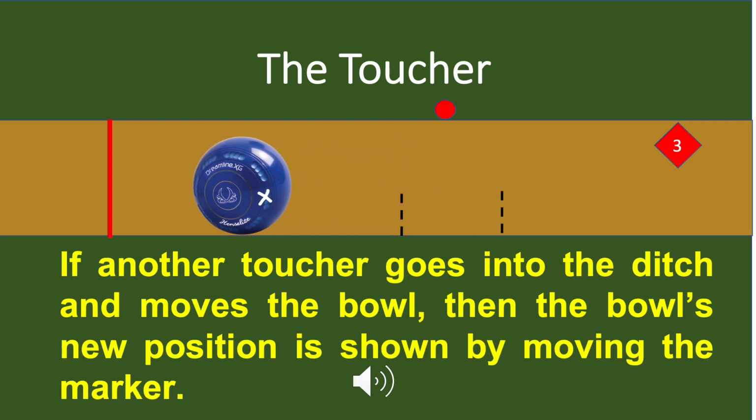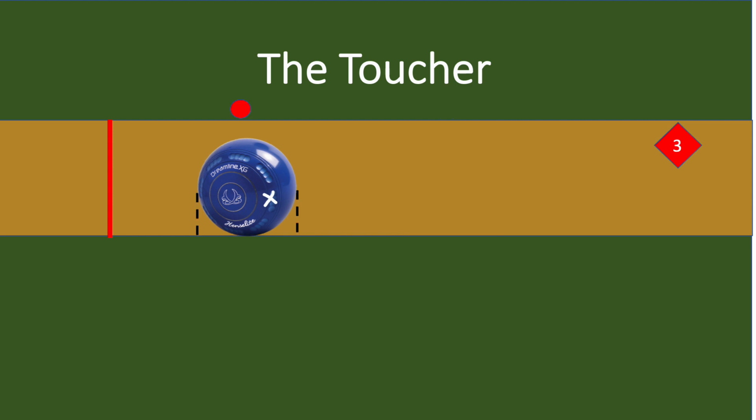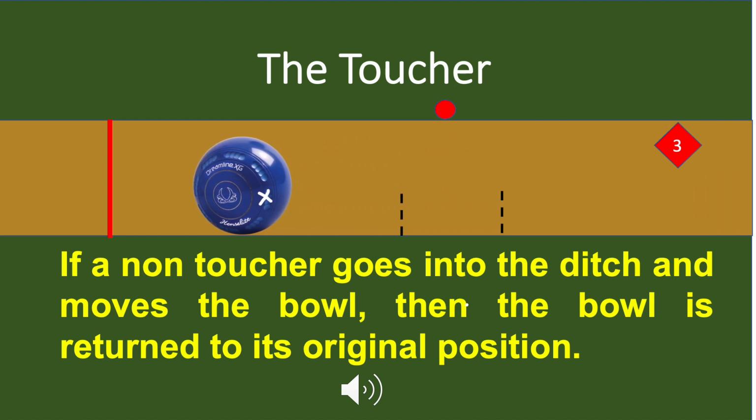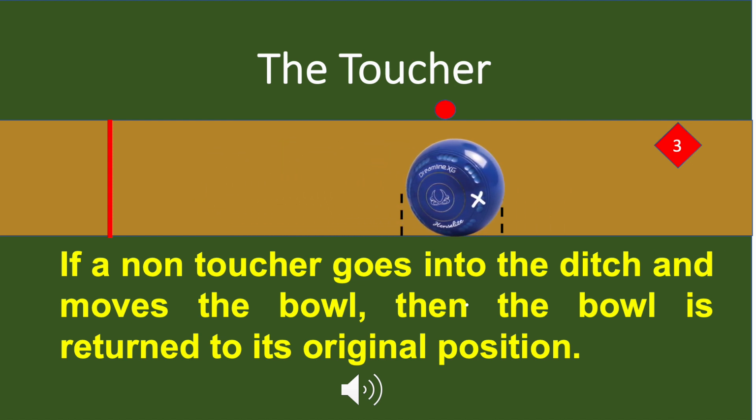If another toucher goes into the ditch and moves the bowl, then the bowl's new position is shown by moving the marker. If a non-toucher goes into the ditch and moves the bowl, then the bowl is returned to its original position.